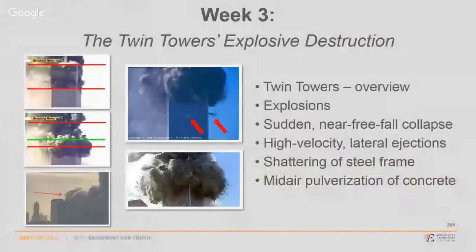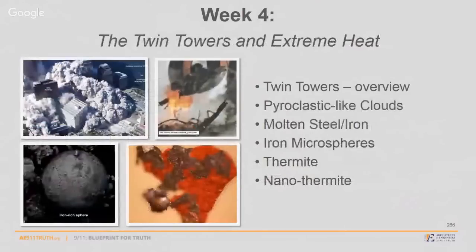So we've been looking today at the evidence of explosions in week 3. Next week, we're going to be focusing on the evidence of extreme heat, including these pyroclastic-like clouds, molten steel and iron at the base of the towers. Afterward, iron microspheres, previously molten iron, billions of them in all the dust samples, documented by official sources but completely unexplained. Evidence of thermite and even nanothermite, a very high-tech incendiary, documented, peer-reviewed in papers. We'll get to that next week.